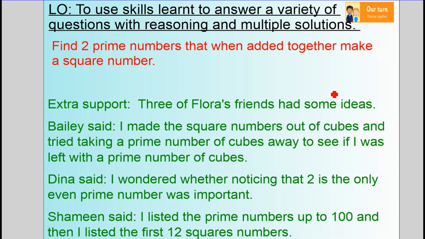Dinah said, I wondered whether noticing that 2 is the only even prime number was important. And then Charmaine said, I listed the prime numbers up to 100 and then listed the first 12 squared numbers. So what Charmaine has is all the prime numbers and all the square numbers together, and then she is able to do some trial and error. So that is the support for the 2 prime numbers added together to make a square number.